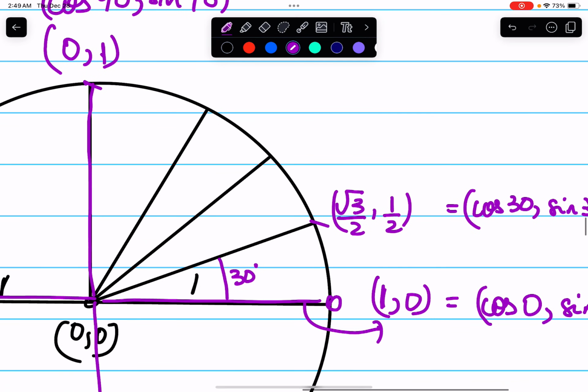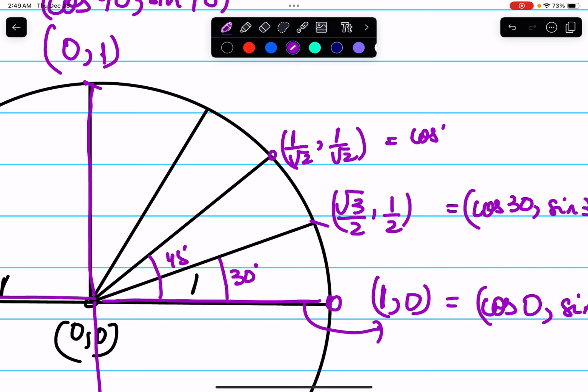And then after this, you need to know this angle over here, which is 45 degrees. And so for this, whenever you get to cosine over here, this is just going to be 1 by root 2, comma 1 by root 2. So you'll see that in this case, cosine of 45 and sine of 45. Okay?